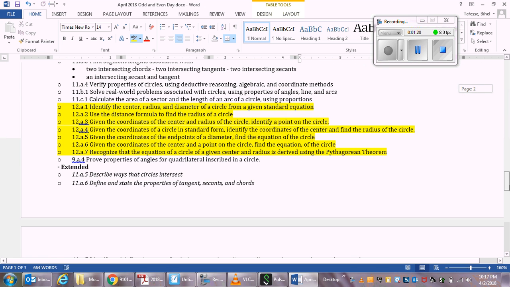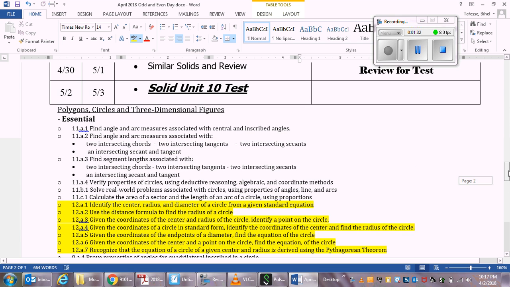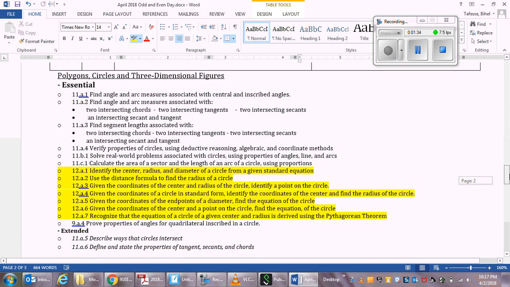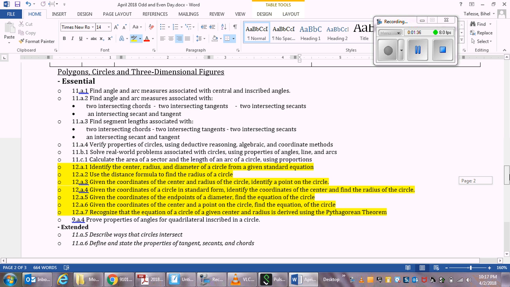So today I'm going over day 1, and at the bottom of your calendar you will see where we're getting this, trying to get you ready for the SOL. What we're trying to teach you in this unit is 12.12a1, which is identifying the center, the radius, and the diameter of a circle, given a standard equation. And all this objective that I highlighted is what is covered in this one section.